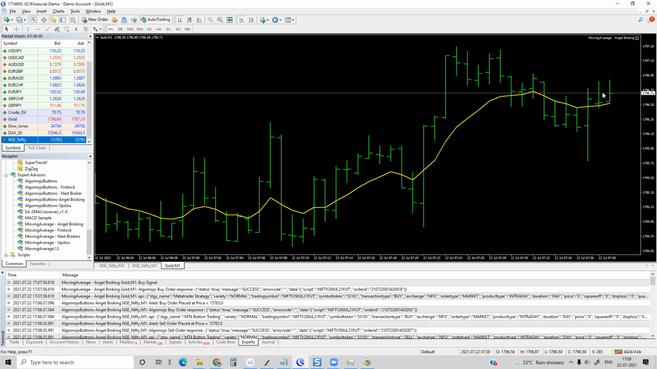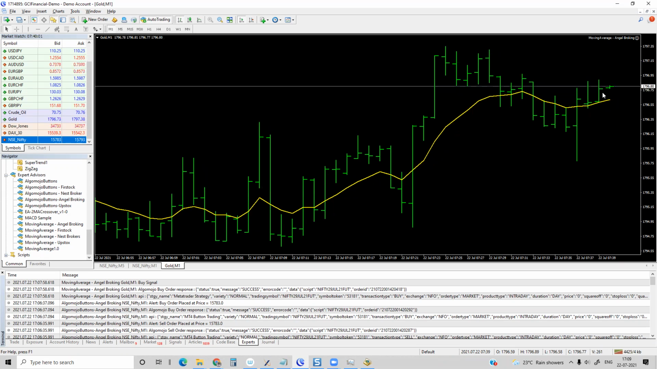So Prajna is asking, Algomojo button, is this free? Yes, absolutely, it is free only. There are no charges towards that. And as I said, it's not rocket science, so we don't charge for those things.